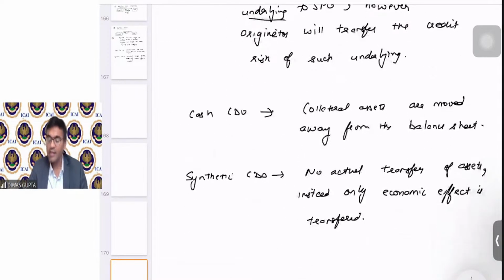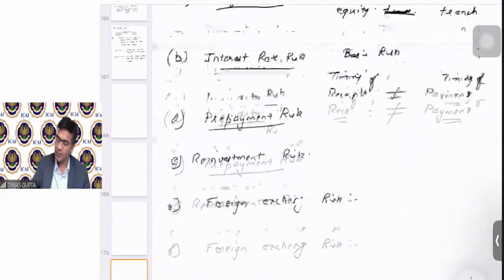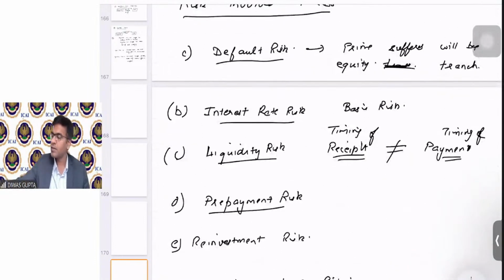Okay. So in a way, in a cash CDO, what will happen? The amounts being transferred will move away from the balance sheet of that person. In synthetic CDOs, the actual transfer of the assets is not happening at all, so the balance sheet will remain as is. The amount appearing on the balance sheet will remain as is. Instead, only the economic effect is transferred. Okay, students. So these are the risks that are there for a synthetic CDO.